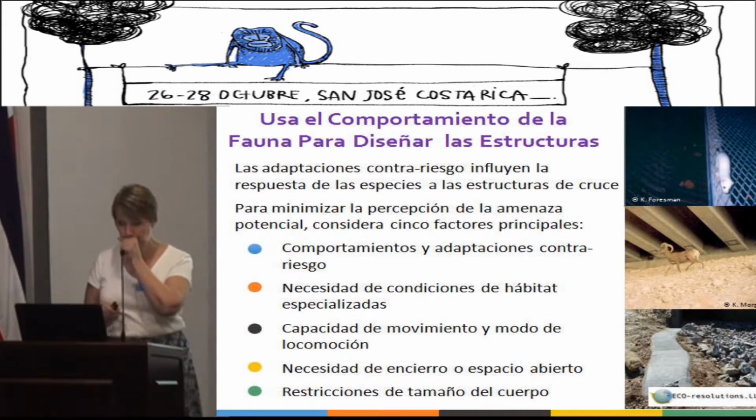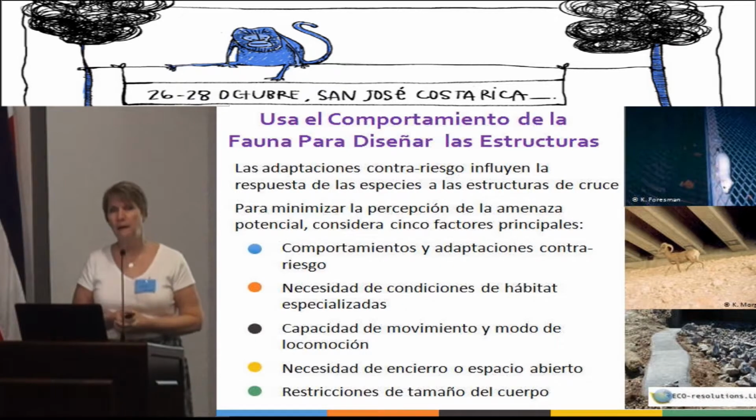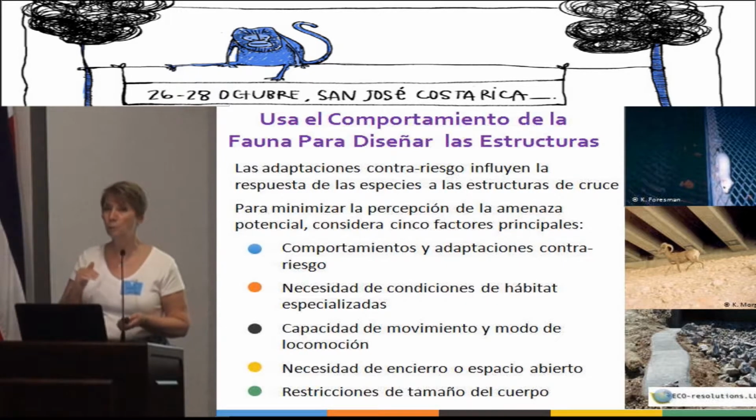And in this case, especially the idea of threat avoidance or risk avoidance is an extremely useful concept because animals are adapted to whatever threats their environment has. So if we can make it as easy and comfortable for them to use their adaptations so that we're not fighting against those adaptations, but we're actually using them to encourage them to use structures that we're designing for them.